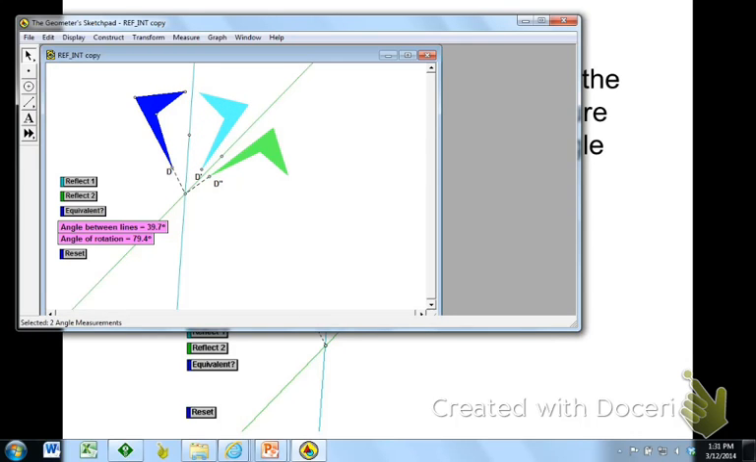And that's what this example shows. If you have two lines that intersect, and you reflect it once, and then you reflect it again, that's going to be the same as a rotation.